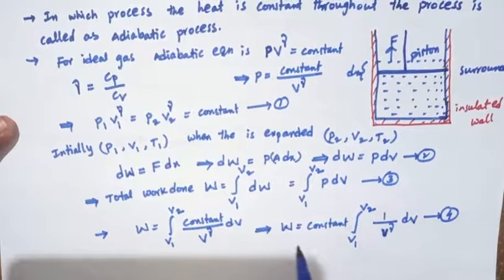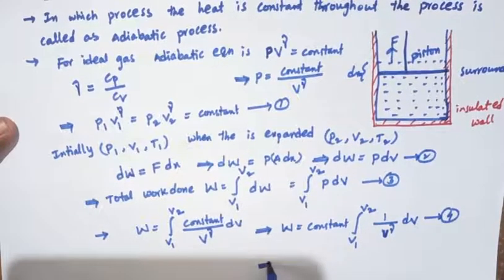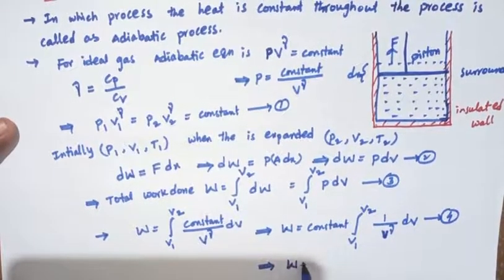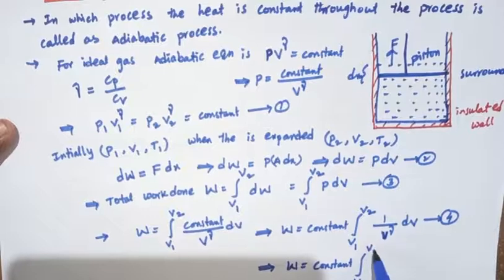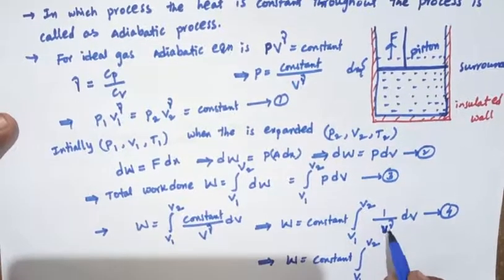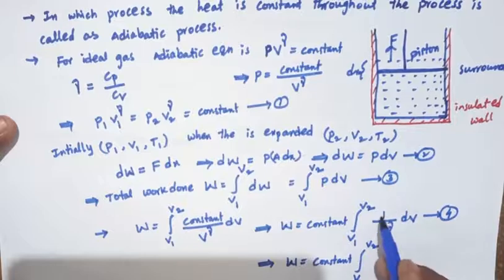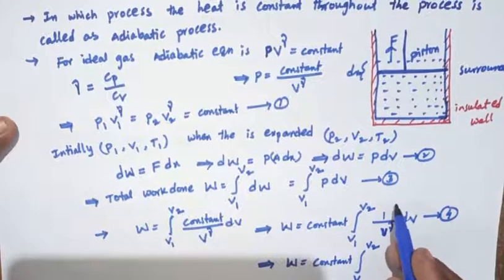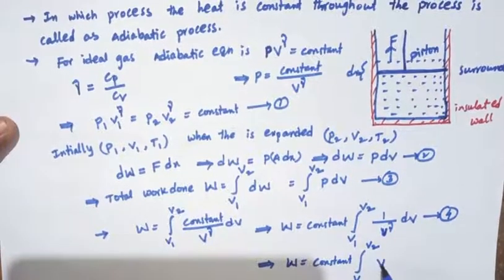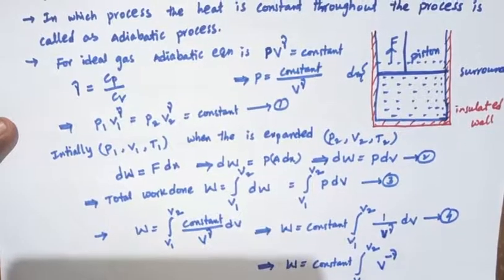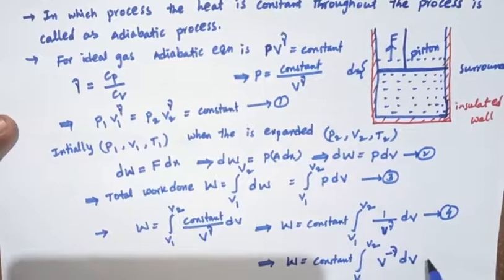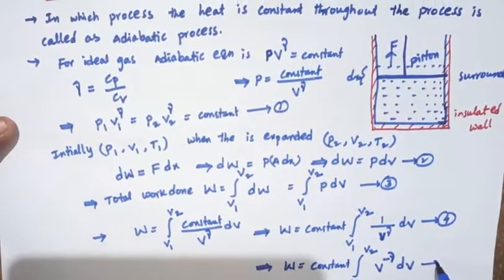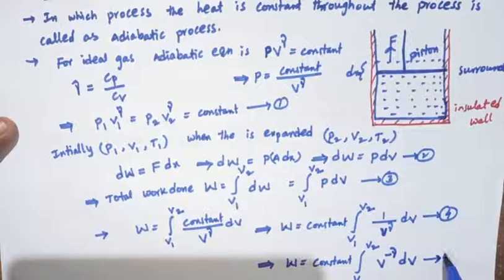This equation is also written as W equals constant into the integration from V1 to V2 of V to the power of minus gamma dV, since V to the power of gamma in the denominator becomes V to the power of minus gamma in the numerator. This is equation number 5.